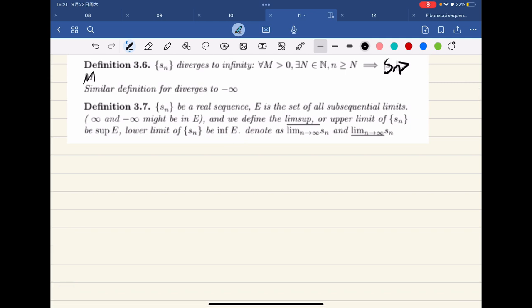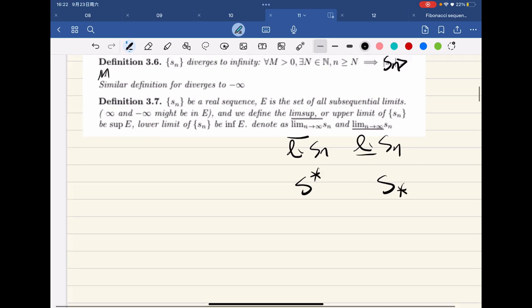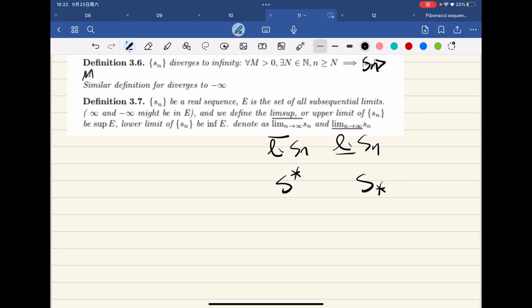And now we're going to define the upper limit and the lower limit. So let S be a real sequence, and E is the set of all subsequential limits. Infinity and negative infinity might also be in the set, but we define the limit supremum, or upper limit, of the sequence to be the supremum of E, and the lower limit to be the infimum, denoted like this or this, or sometimes like this or this. So it's the set of all subsequential limits, and then you define their supremum and their infimum.